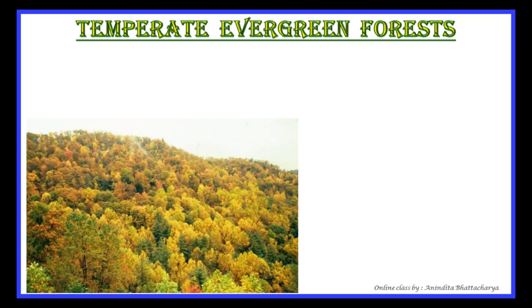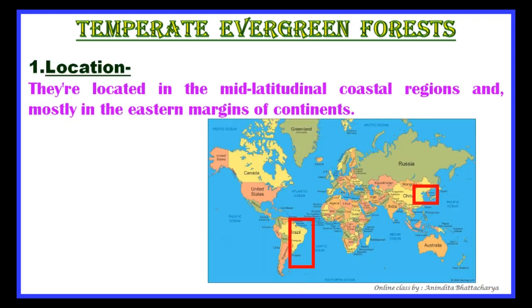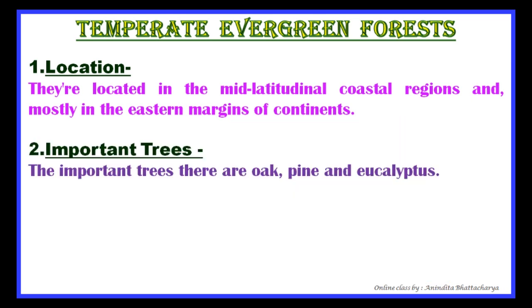Third classification is temperate evergreen forest. They are located in the mid-latitudinal coastal region and mostly in the eastern margin of the continents. Important trees of temperate evergreen forest. The important trees are oak, pine and eucalyptus.